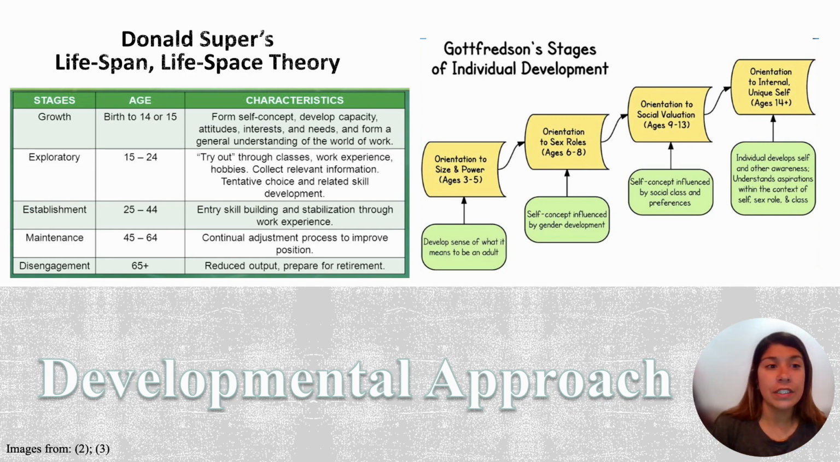Some of the first stages include growth, exploratory, and establishment. Different ages within these: growth is from birth to 14 or 15 years old, exploratory is from 15 to 24, establishment is from 25 to 44. Characteristics within growth form self-concept and develop capacity. For exploratory, it's trying out through classes, work experience, and different hobbies. And for establishment, it's entry skill building and stabilization through work experience.